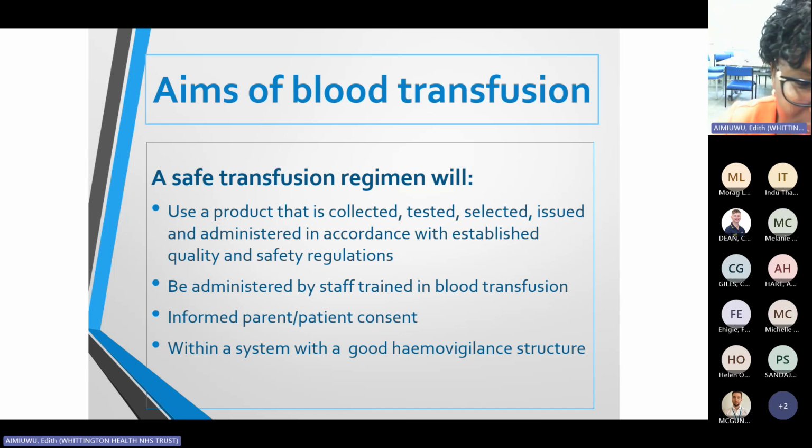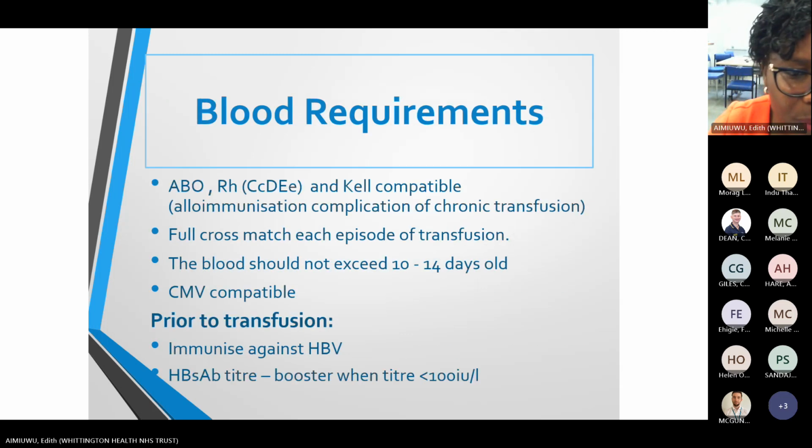And transfusion should be administered by staff trained in blood transfusion. We also let the family know, we obtain consent, give them the leaflet, and tell them how the process is on the ward or wherever they are having the transfusion. And this transfusion should not occur anywhere. It should occur in a space where a hemovigilance structure is in place, where they can note any problem, any reaction. The staff should be aware and should be well trained to look out for those things.